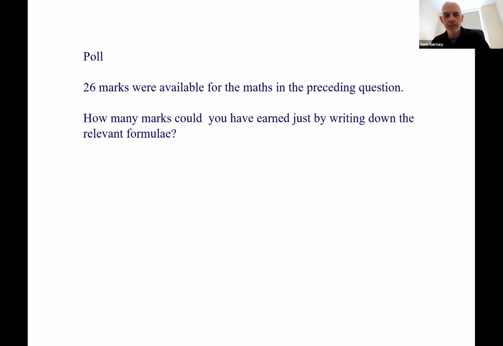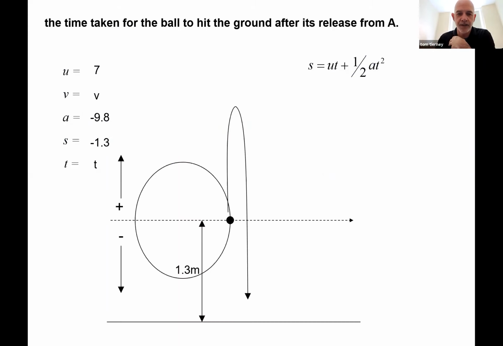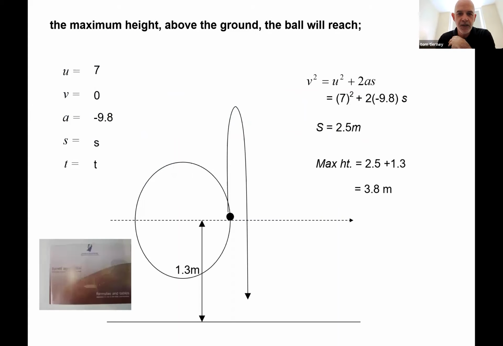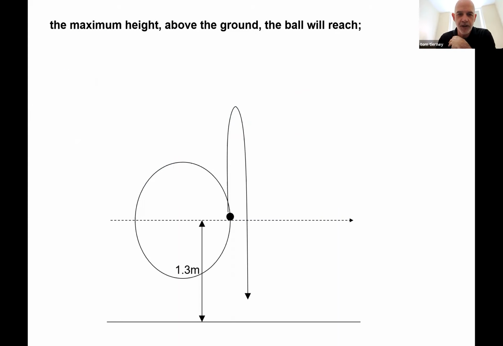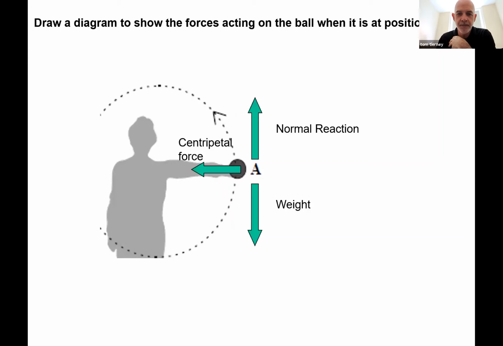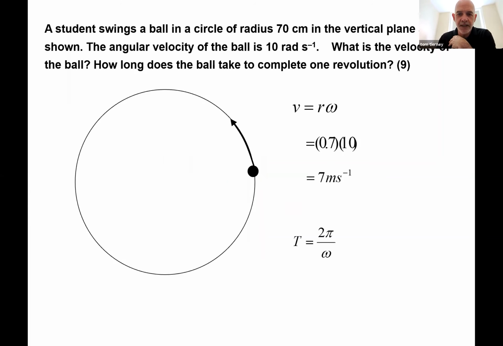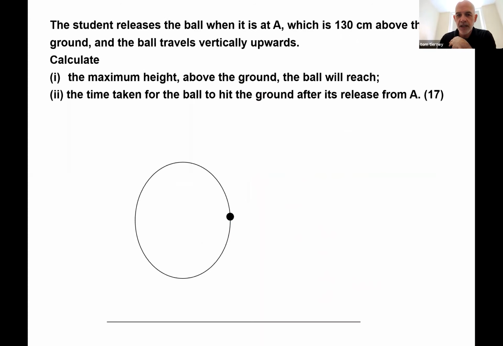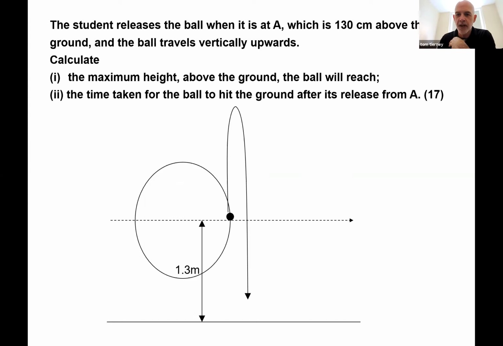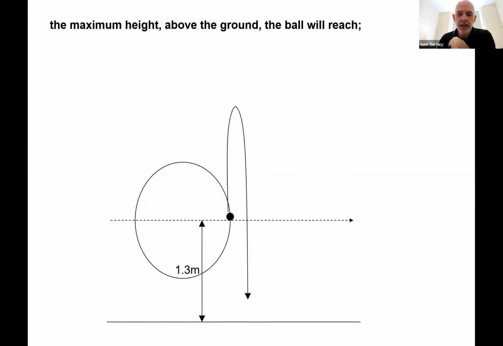Now, I want to go to another report. So there was 26 marks available for the maths in that question. So just going back to all of those sections, just to remind you what we've looked at. This is question 06. So we had the V equals R omega, get to 7 meters per second. How long, what speed is it moving at? What's its period? What's the maximum height above the ground? And the time taken for the ball to hit the ground after its release.